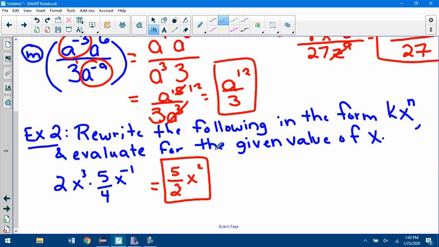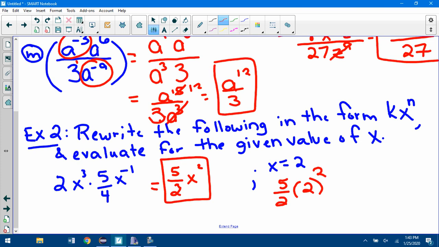It also says evaluate it for the given value of x. Well, I guess you can't do that because I didn't write it. I should have also said here x is 2. So if I want to evaluate that, all I got to do is plug that in. So it's 5/2 times 2 squared.